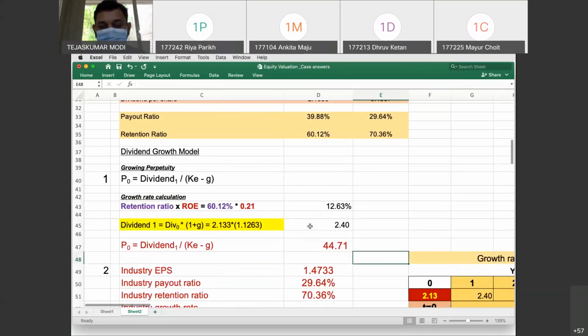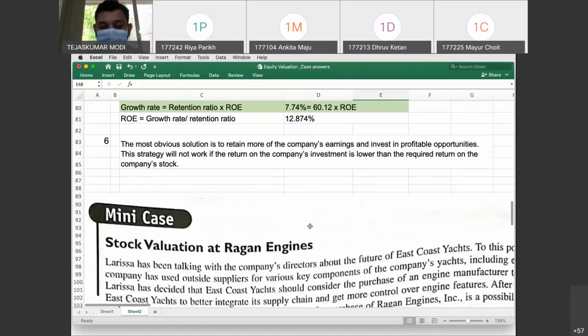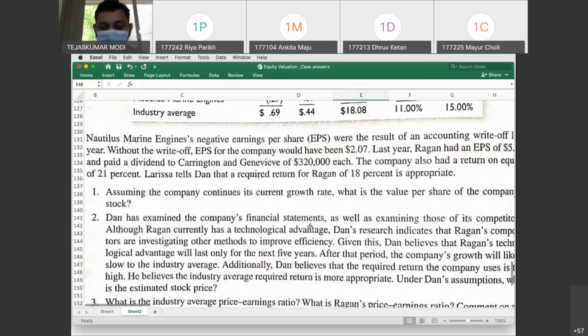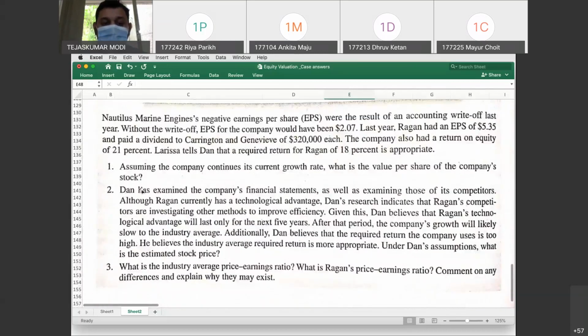Let us look at the second question, because the first and second questions are difficult to understand; the others just depend on them. Dan has examined the company's financial statements as well as those of its competitors. Although Reagan currently has a technological advantage, Dan's research indicates that Reagan's competitors are investing in other methods to improve efficiency. Given this, Dan believes that Reagan's technological advantage will last only for 5 years, and after that, the company's growth rate will likely slow to the industry average.